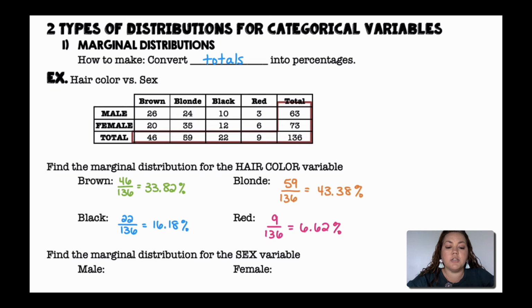Then find the marginal distribution for the sex variable. Okay, so male and female. I'm looking at the total for males. There's a total of 63 males out of the table total 136. So 63 out of 136 is 46.32%. For females, the total was 73 out of the table total 136, which is 53.68%.